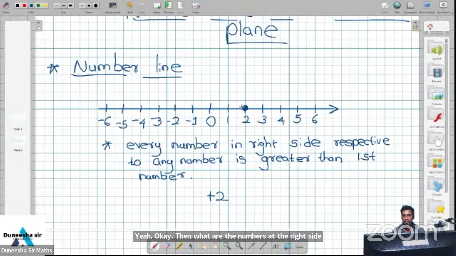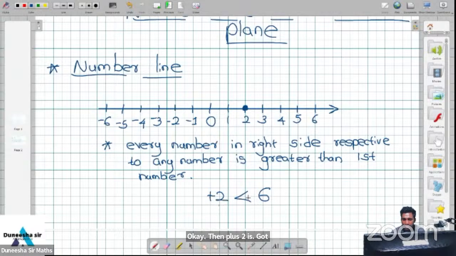2? Plus 2 right side, what are the numbers? 3, 4, 5, 6. Okay. Then every number at the right side, what are the right side? Then 3, 4, 5, 6. Likewise. Then every number in the right side greater than the what? First number. What is the first number? Is plus 2.